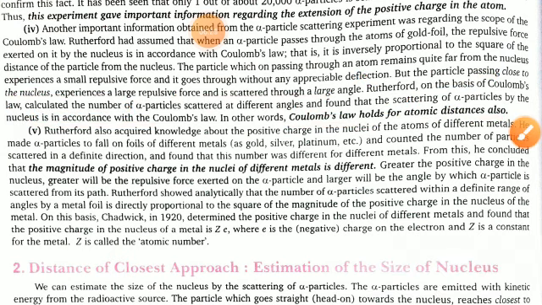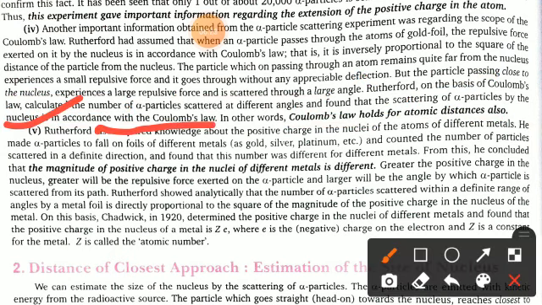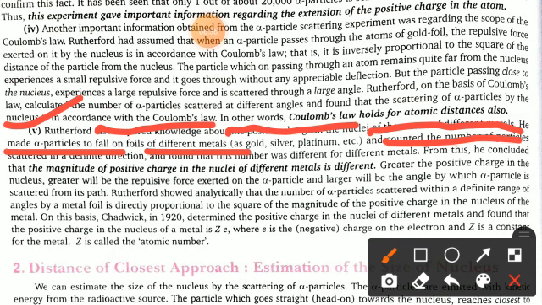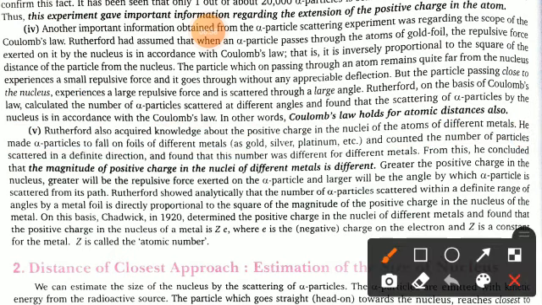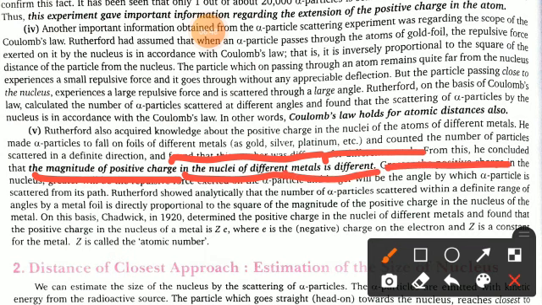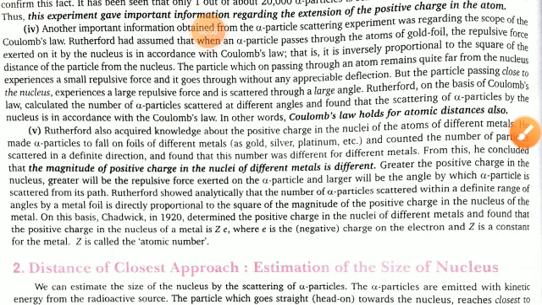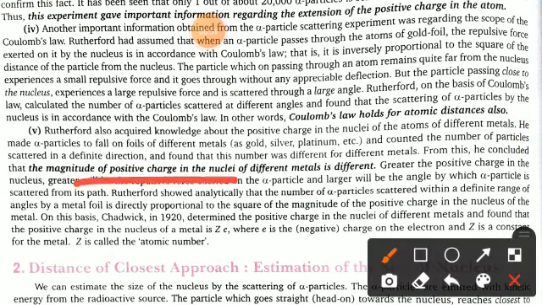Now come to the fifth one. Rutherford also acquired knowledge about the positive charge in the nuclei of the atoms of different metals. He made alpha particles fall on the foils of different metals such as gold, silver, platinum, etc. and counted the number of particles scattered in a definite direction and found that this number was different for different metals. From this he concluded that the magnitude of the positive charge in the nuclei of different metals is different. So the greater the positive charge in the nucleus, the greater will be the repulsive force on the alpha particle and the larger will be the angle by which the alpha particle is scattered from its path.